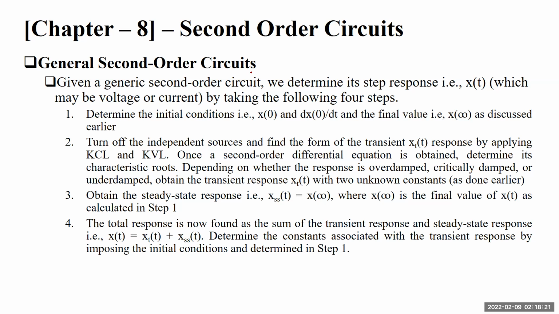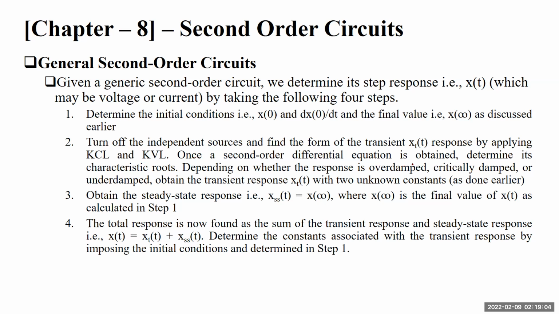So how are we going to solve those circuits which are not exactly in series or not classified exactly as parallel circuits? In order to solve these circuits, there are 4 different points given in the textbook. First of all, determine the initial conditions, that is x of 0 and dx(0) by dt, and the final value x of infinity, as we have seen earlier. So this will be our first step. The second step is to turn off the independent source and find the form of the transient response by applying KCL and KVL.